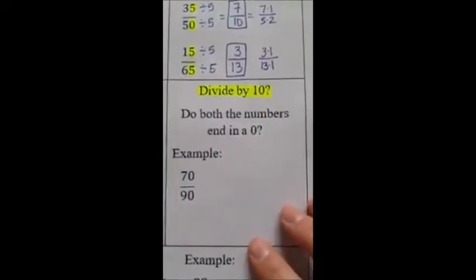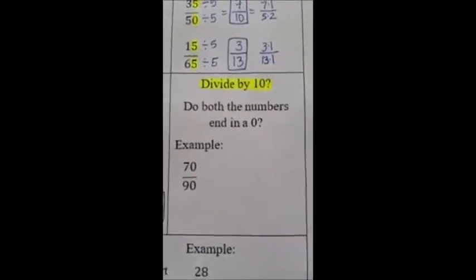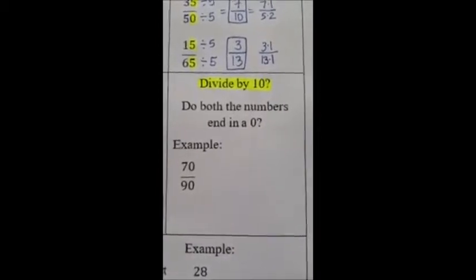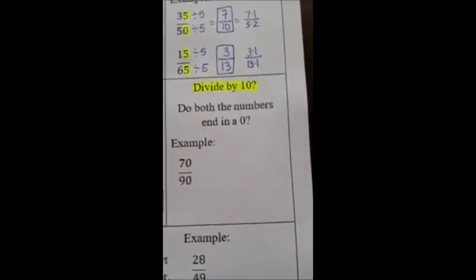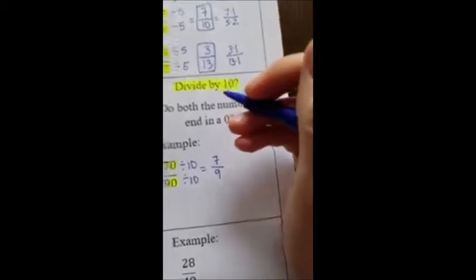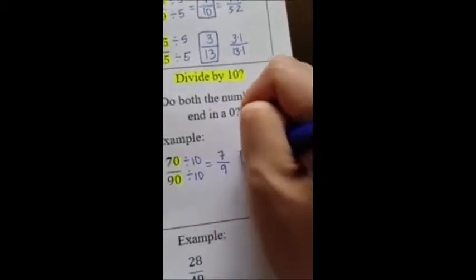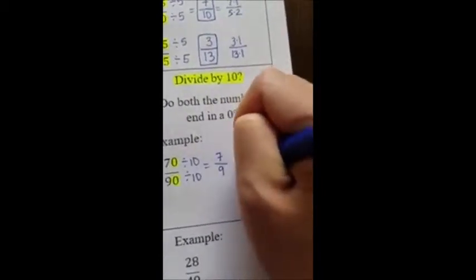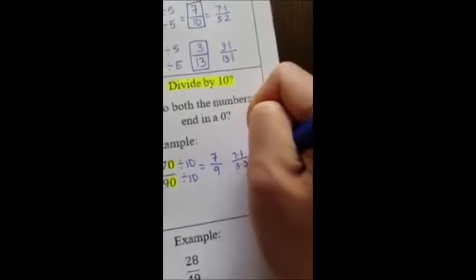Last one for numbers on this little piece of paper here is divide by 10. And this one is the quickest one because if they both end in 0, which they definitely do, 70 and 90, that means we can divide by 10. And we'll get 7/9. And once again, 7 is 7 times 1. 9 could be split into 3 times 3. And you'll notice no factors in common, so it's simplest form.